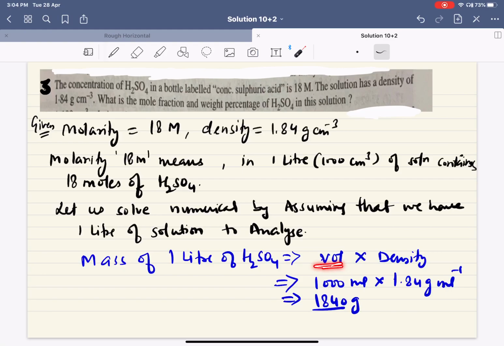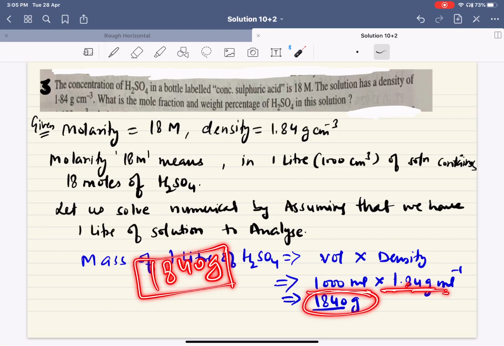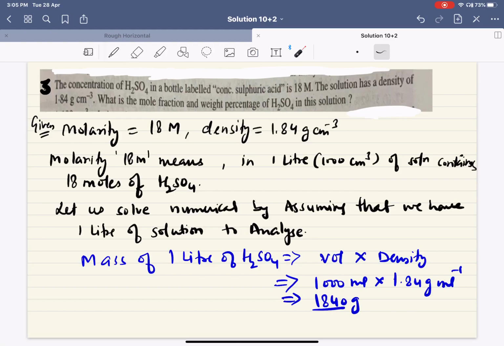Okay, and volume is 1 liter, which means 1000 ml, and density is also given, that is 1.84 gram per ml. I said centimeter cube, that is equal to ml. So that comes out to be 1000 multiplied by 1.84 gram per ml. So this comes out to be 1840 gram. Okay, this is the mass of 1 liter of H2SO4.